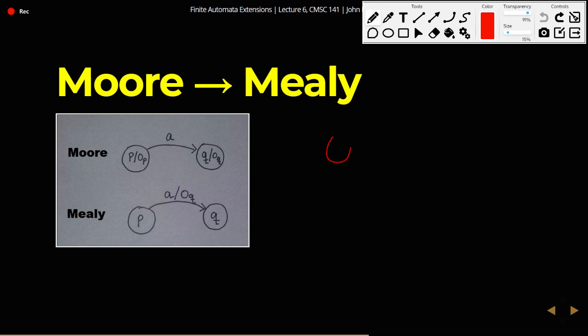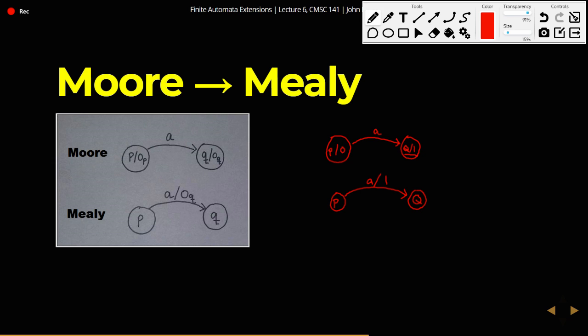So state P, let's say, has output 0, and state Q has output, let's say, 1. Okay, and if this transitions on, let's say, A, for the equivalent Mealy, P and Q are just the states because we don't have outputs associated with the states anymore. But on the transition for A, the output would be whatever the destination's output was earlier, which in this case is 1. It will look something like this.